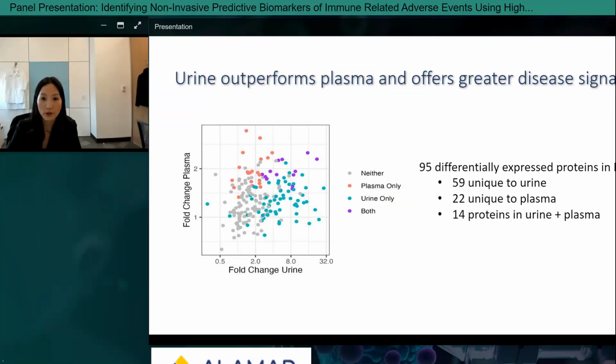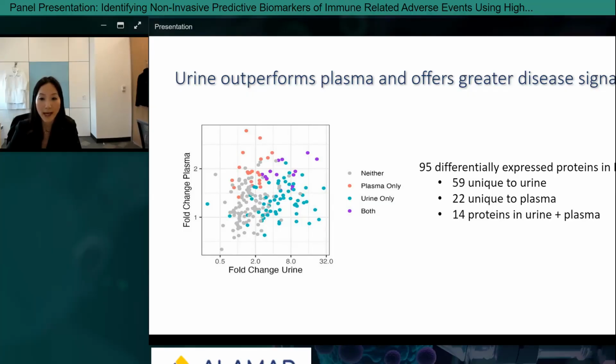Of the 203 targetable proteins, we were able to detect over 73% of those proteins in urine and over 95% in plasma. And then when we investigated for those proteins that were differentially expressed in only immune nephritis, we found that there were 95 differentially expressed proteins. 59 were identified to be unique in urine, and that's represented by the blue dots, and 22 unique to plasma, so those in the red dots. There were a total of 14 proteins that overlapped between urine and plasma.